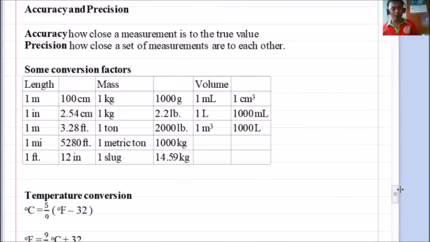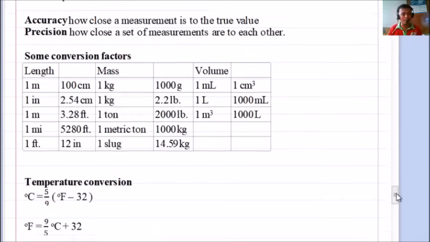Sa volume naman, we have 1 ml equal to 1 cubic centimeter. Yan. And then 1 liter is 1,000 milliliter. Okay, so yan po yung ilan sa mga yan, pagdating po sa accuracy and precision.